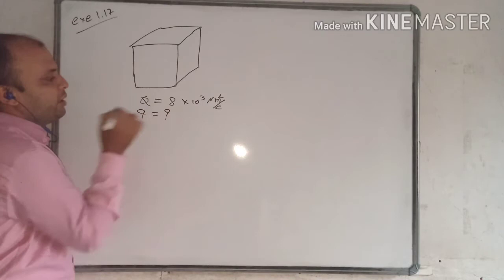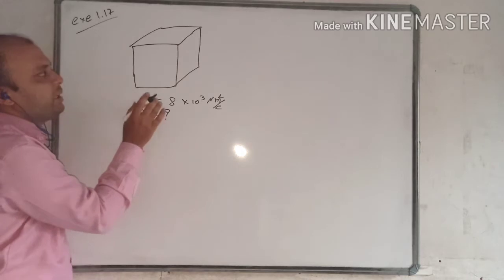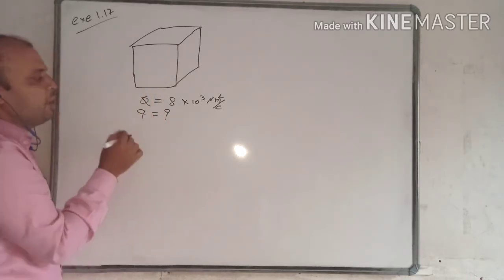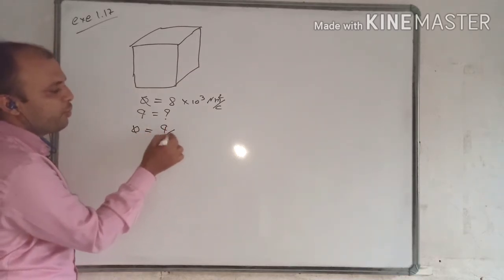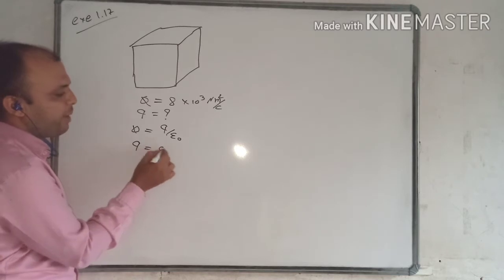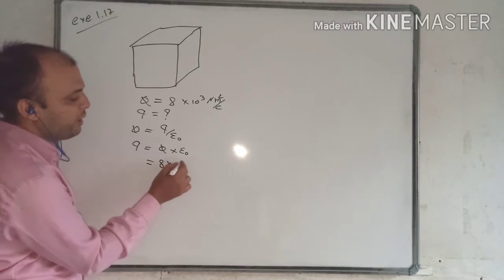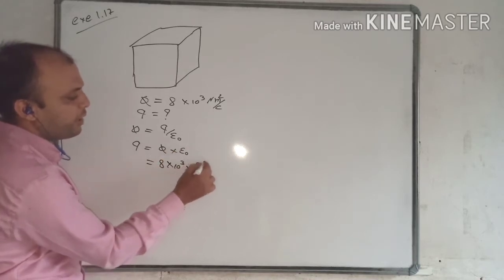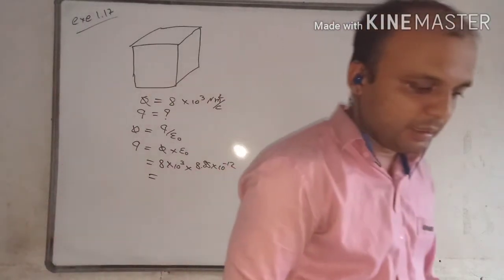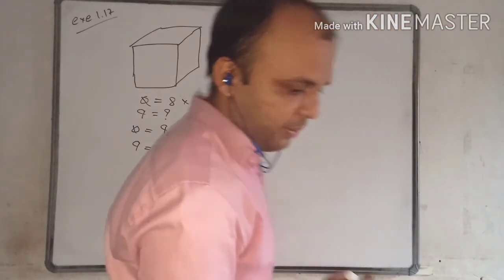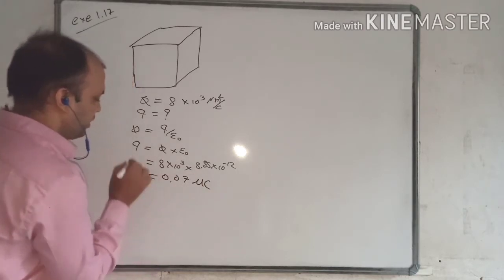Okay, so if this box has some flux, that means there is some charge in the box according to Gauss law. So according to Gauss formula, phi equals q by epsilon 0. So q will be phi times epsilon 0. So phi is 8 into 10 raised to 3, and epsilon 0 is 8.85 into 10 raised to minus 12. So our answer is 0.07 microcoulomb.